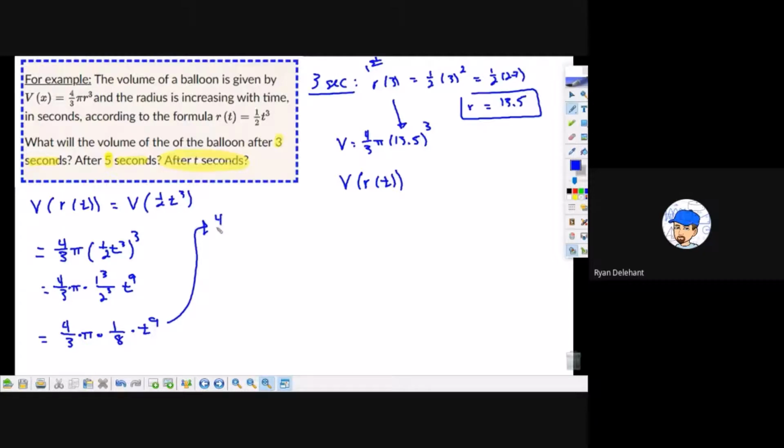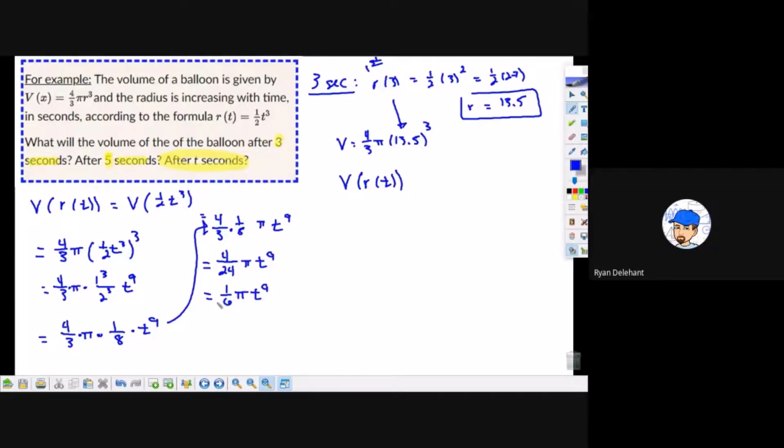So we get 4 over 3, and we're going to do 1 times 8. That's what I want to simplify. So this is, and then it's going to be pi and t to the 9th. There's an equal sign, sorry. So 4 over 24 pi t to the 9th. Common factor of 4 and 24 is 4, right? So that's 1 over 6. So it's 1/6 pi t to the 9th, which is a whole lot easier fraction to deal with.